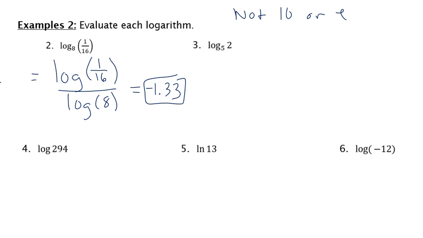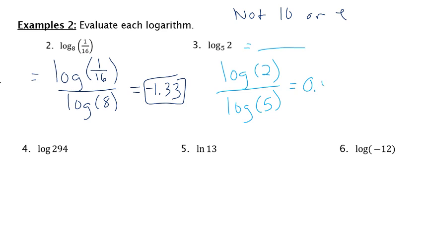For example 3, or problem 3, same thing. If I want to evaluate and get what number this is, I have to use the base change formula. So log of 2 over log of 5. And when we divide, we're going to get our answer of 0.43.